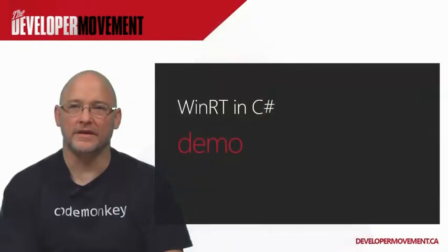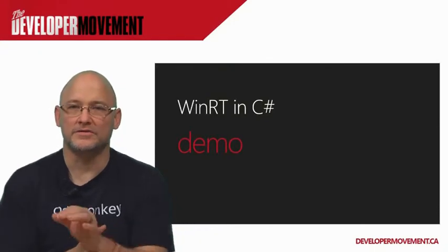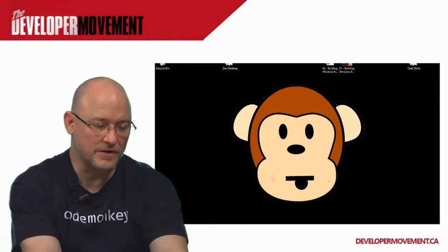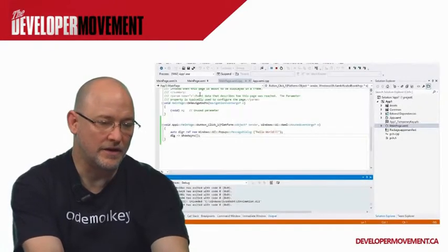Okay, so that's basically our look at the Windows Store APIs. Now we're going to do a quick demo in C# and take a look at how some of the same API calls or similar API calls can be done in C#. So let's go back to Visual Studio. We're going to make a new project here.